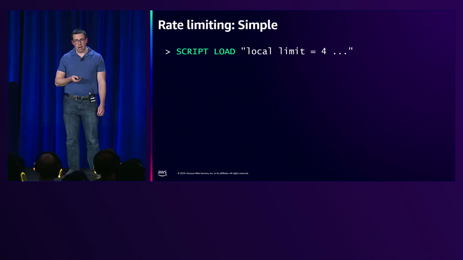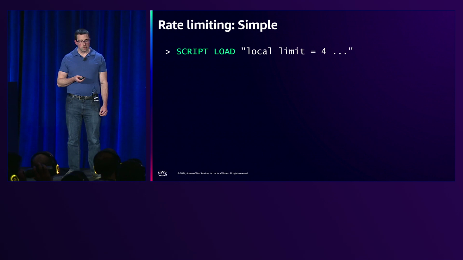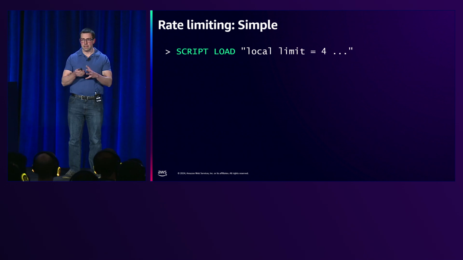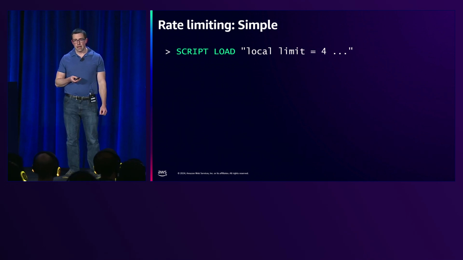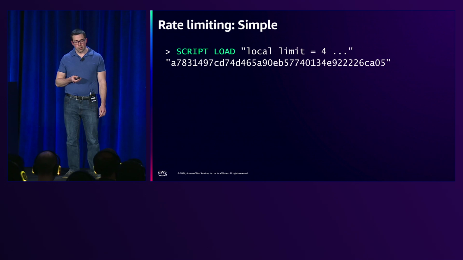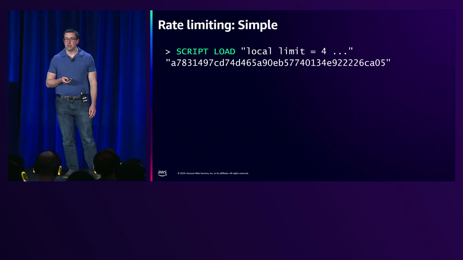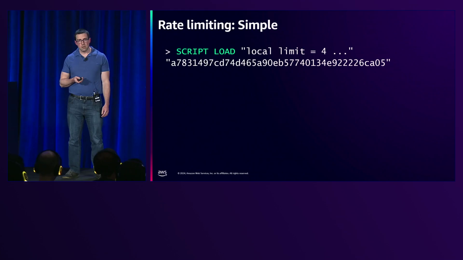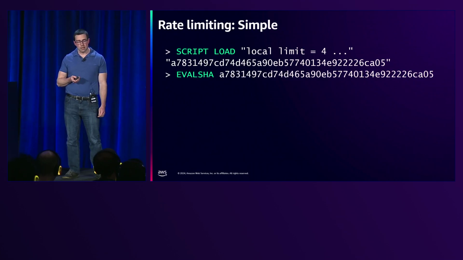For that, we have 2 parts. We have to first load the script and then invoke it. So to actually load the script, you can use the script load functionality and then pass in that entire script as a string argument here. And we'll get back a SHA-ID, which is a unique identifier of the script itself. We can then use this identifier within the client to evaluate the script.